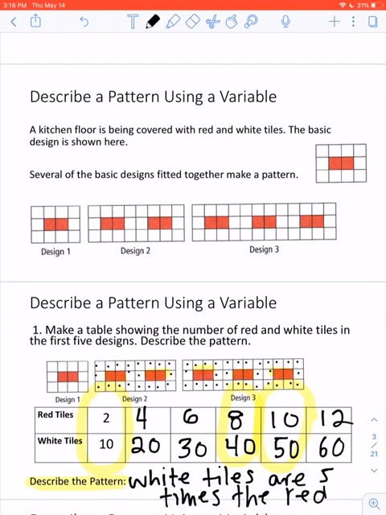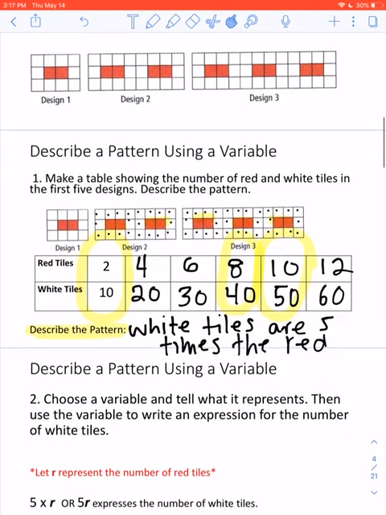So when we say describe the pattern, we're actually talking about, like I said, the pattern between the red and white tiles. Not just the patterns that are happening horizontally, the patterns that are happening vertically. Okay? So, let me take some of that off. The white tiles are 5 times the red tiles. So, let's go down here.